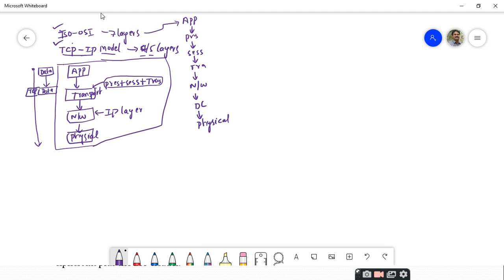This is called the TCP header. This TCP header plus the data that has come from the application layer, combinedly we call it the TCP segment. And this entire TCP segment is passed to the network layer. So at the network layer we have the TCP header followed by the application data, which we call the TCP segment, and this TCP header plus data becomes the payload.